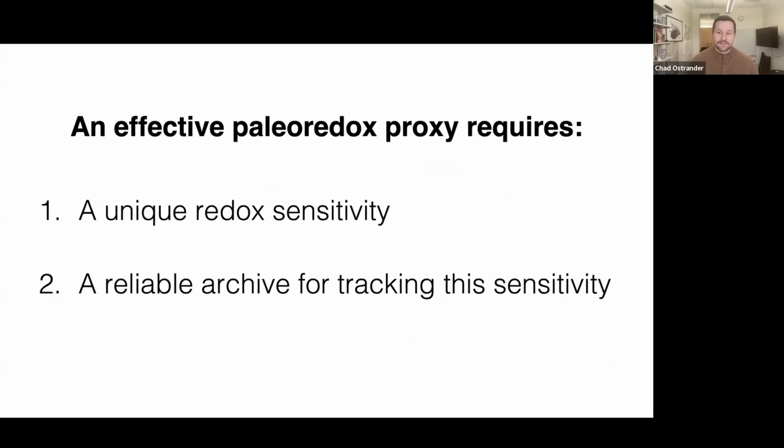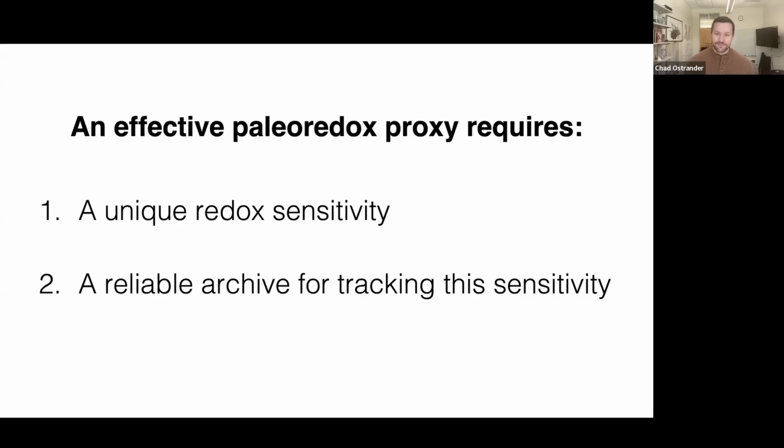All right, so any paleo-redox proxy, in my mind, must be able to do two things very well. The first thing that a proxy must have is a unique redox sensitivity. If a redox tool doesn't have a unique redox sensitivity, it can't tell us specific things about redox, and some tools fail in this regard. The other thing that a paleo-redox proxy must possess is a reliable archive for tracking this sensitivity.